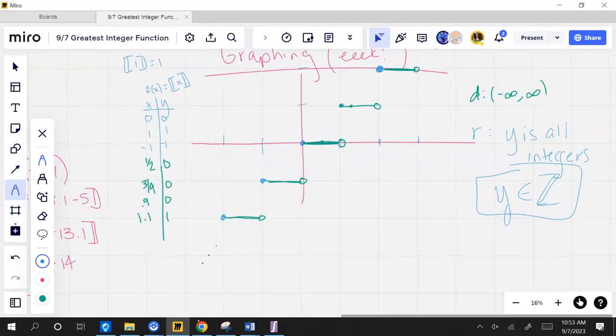So at 0, 0, okay, so let's see, 1, 1. So at 1, 0 is open because if you put 1 in the equation, you get 1 back out, right? So that means there's an actual point at 1, 1. So the 1, 0 would be open. Because up to 0.99999, whatever, it's going to give me 0. But the minute I change to 1, it jumps up to 1.